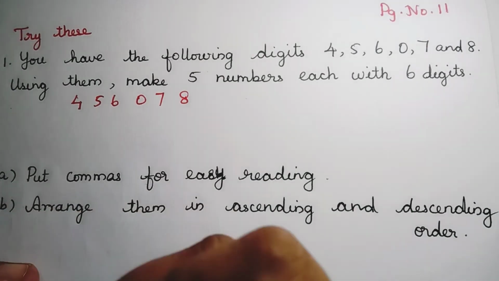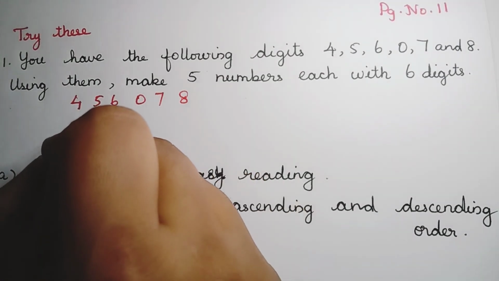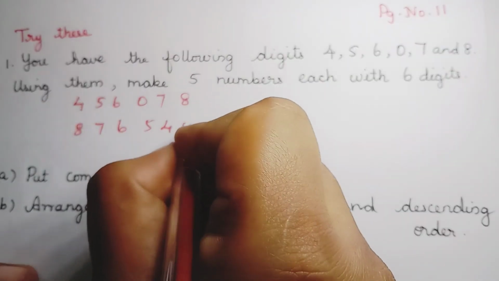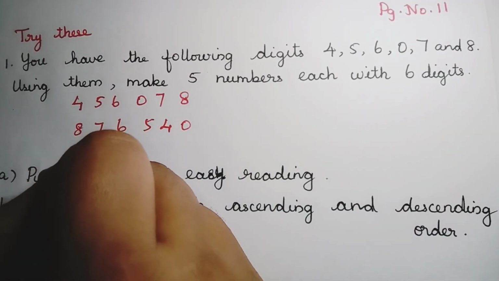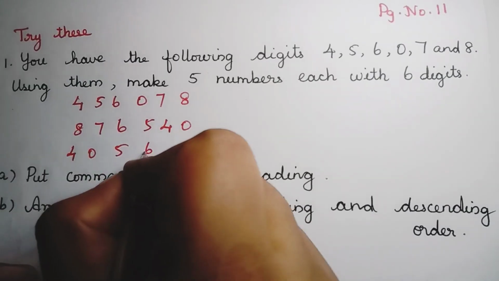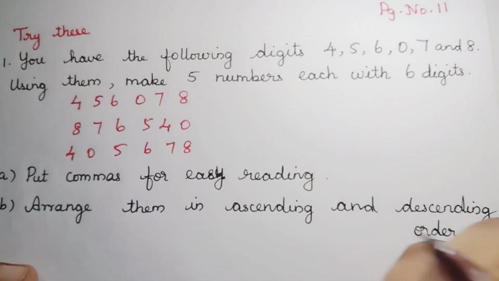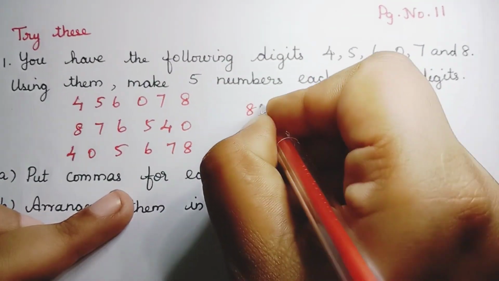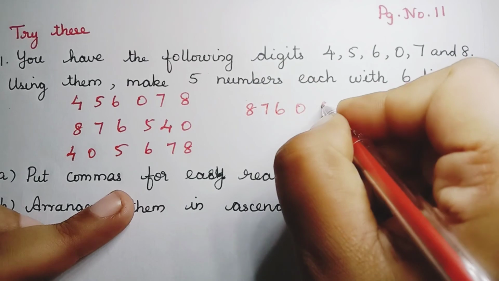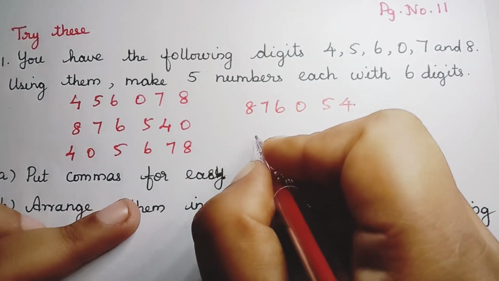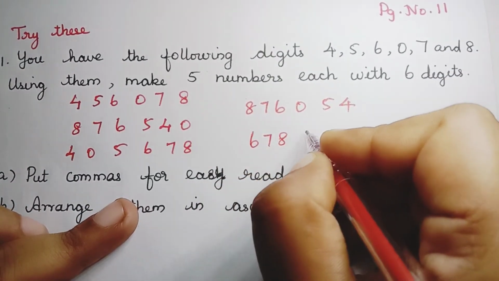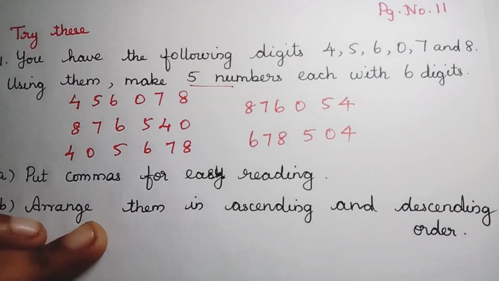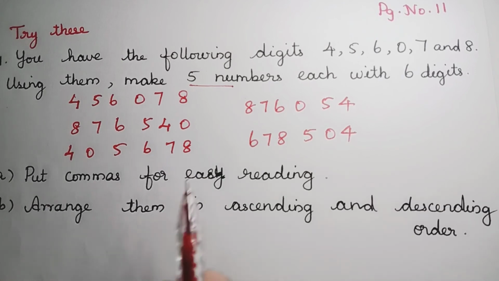So this is one number. So I will write it in descending order: 7, 6, 5, 4, 0, and then 1, 4, 0, 5, 6, 7, 8. So you have all 6 here. So 2 more numbers. So 8, 7, 6, 0, 5, 4, another number, and 6, 7, 8, 5, 0, 4. So this is a number. So we have written 5 numbers. Okay, all with 6 digits.